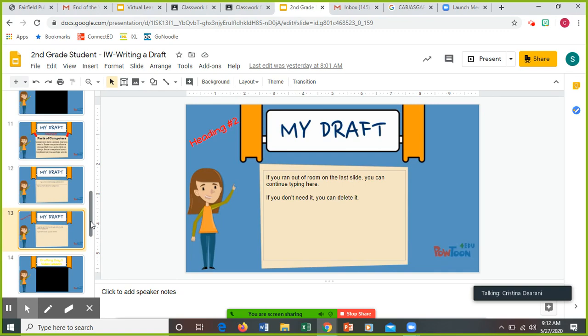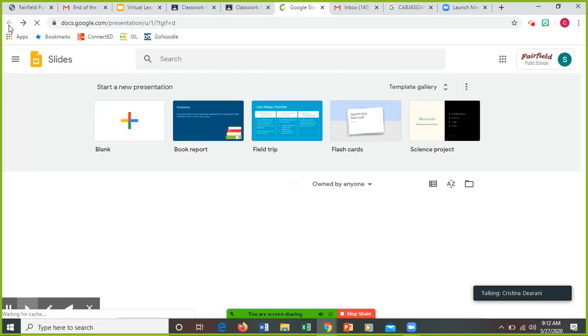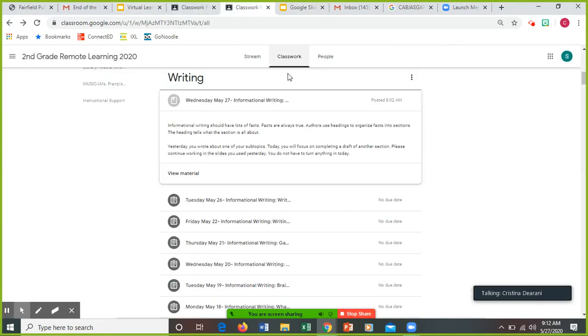Like I said, a lot of people are doing animals. So yesterday, if you said animal features or what the animal looks like, and then you wrote about that. Today, maybe you're doing what the animal eats. That's your topic, your heading, and then you're going to write all about that. Habitat, where they live, whatever your subtopics are, your headings, continue working on another one today. And then you don't have to turn it in because you're going to continue again doing the same thing tomorrow and working on that again.